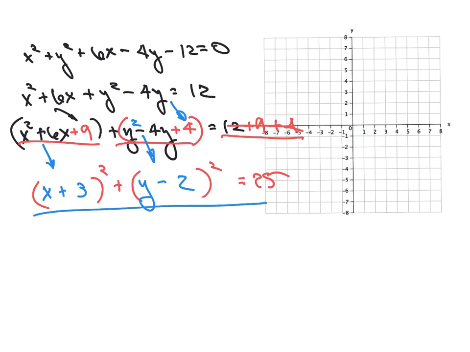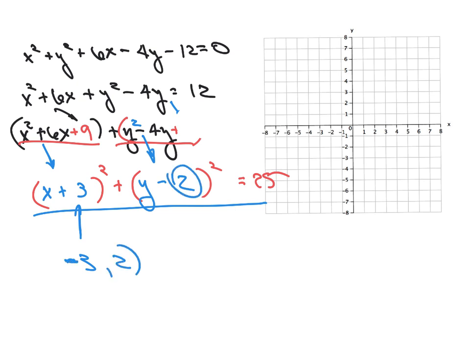Now we have this written in the standard form of a circle, which means now we can actually get the information we need to draw the circle because it says graph it. All right, so I know that this is going to be negative 3. It's the opposite of the positive. This is going to be a positive 2. So that's the center point of the circle.